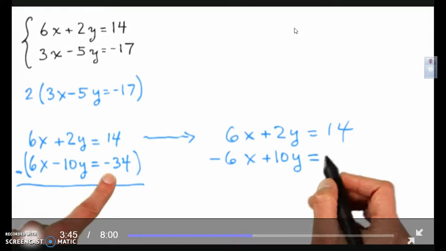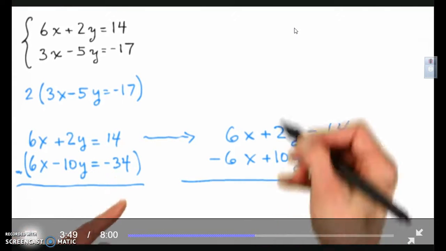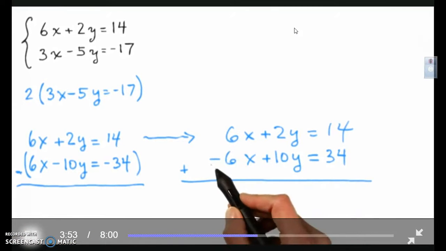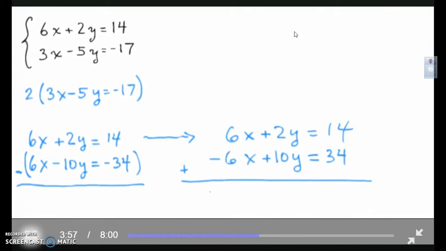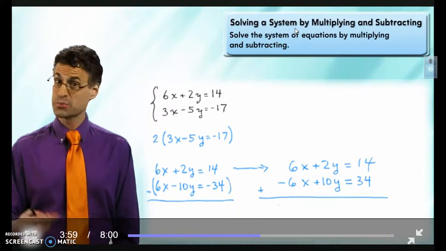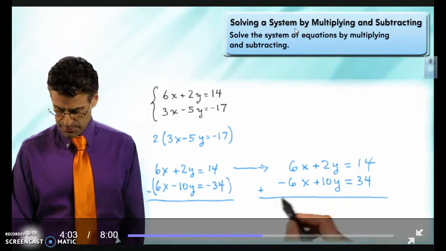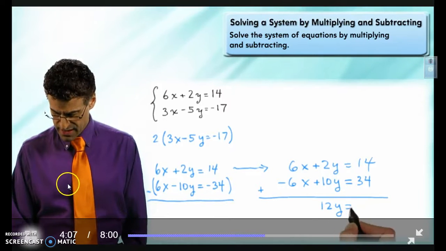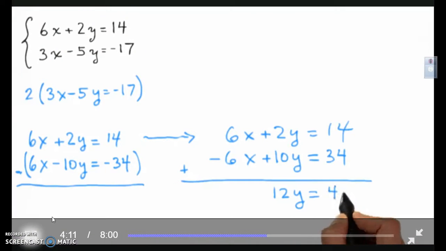If I take a negative of negative 34, that becomes 34, and now I can just think about adding. And if I add, that's easy. So if I add, what's 6x plus negative 6x? That is 0, and that was the entire intent. If we got something with x's, we're not making any progress. But now that's gone. Now I have 2y plus 10y. Well, that gives me a total of 12 y's. And on this side, 14 plus 34 is 48.